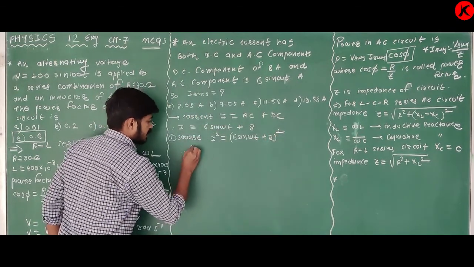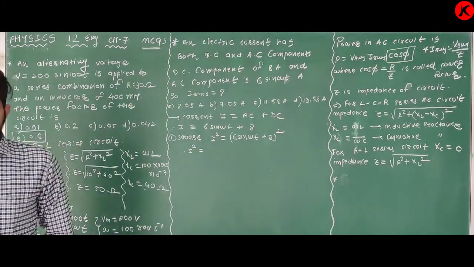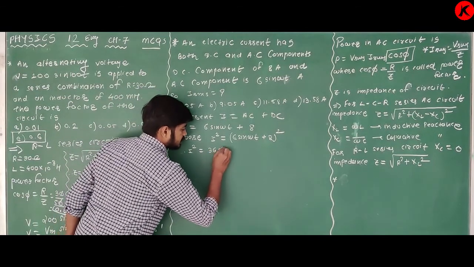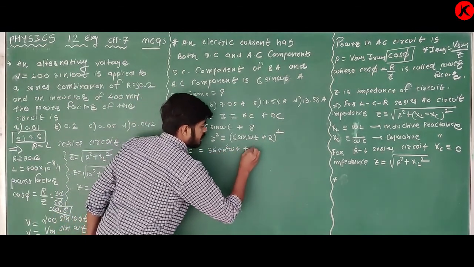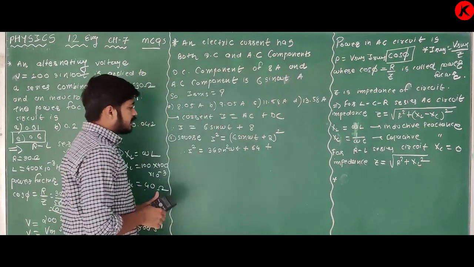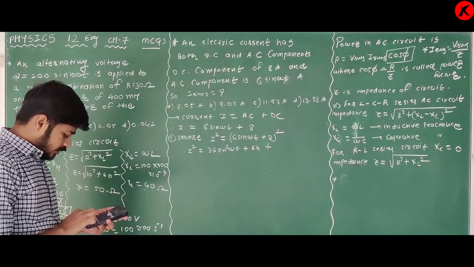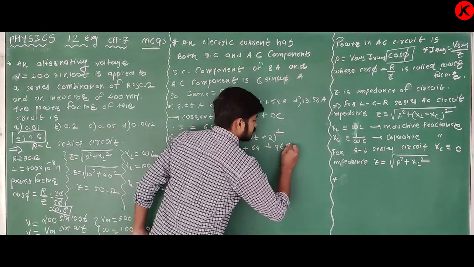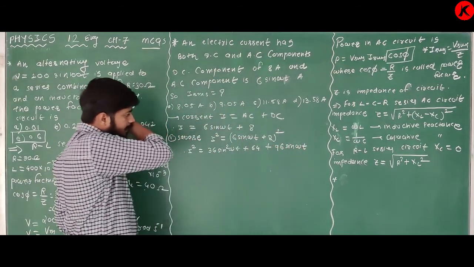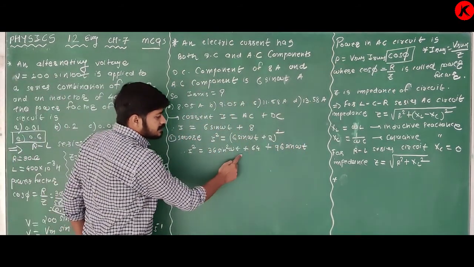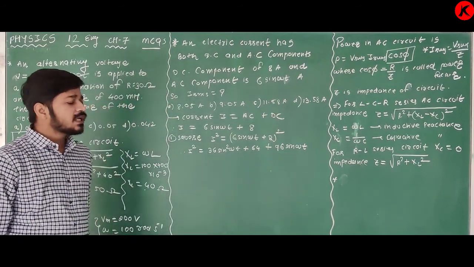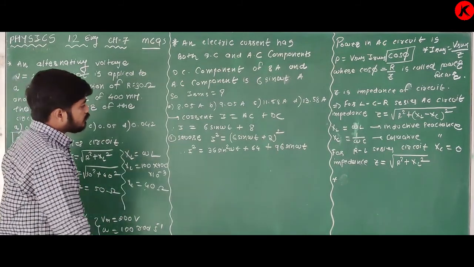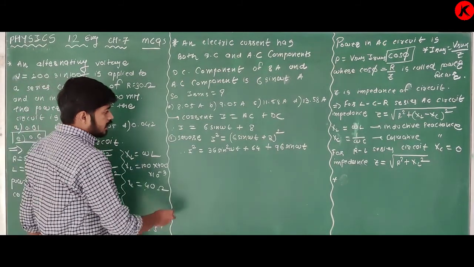Therefore I square is equal to 6 sin omega t square, which means 36 sin square omega t, plus 64, plus 2 into 8 into 6, which is 96 sin omega t. Clear about this? Yes, a square plus b square plus 2ab. So here it is squared.